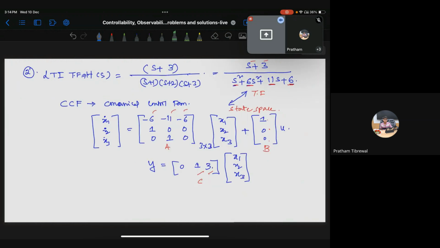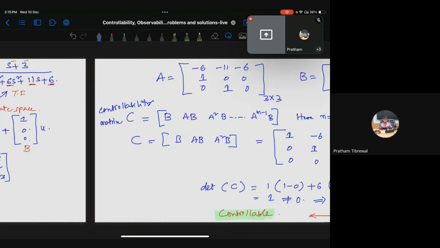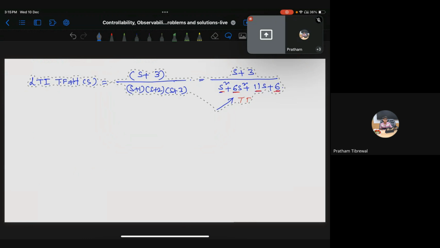Now go back to the transfer function. So consider this transfer function. What do we have? If you see this transfer function and compare the poles and zeros, the basic reason for the unobservability is that if you compare these two, this pole and this zero get cancelled. It means that there is a pole zero cancellation.